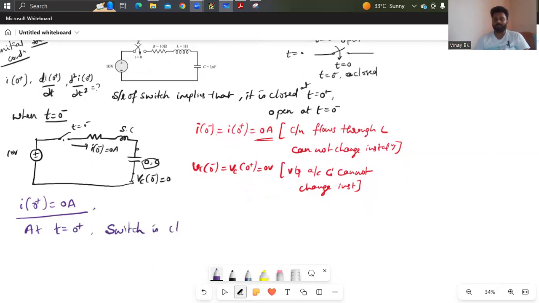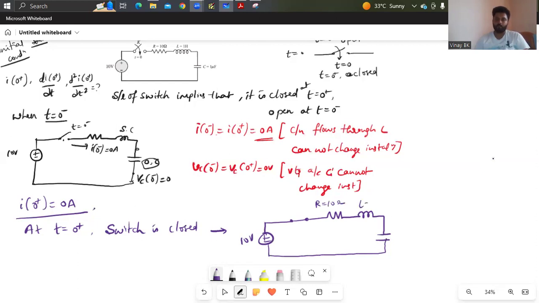Switch is closed. Then you draw the circuit diagram. The circuit diagram becomes like this. There will be a 10 volts source, and now the switch is closed. There will be a resistor, inductor, and capacitor. The values mentioned in the circuit diagram: the value of the resistor is R equals 10 ohm, L equals 1 Henry, and C equals 1 microfarad.